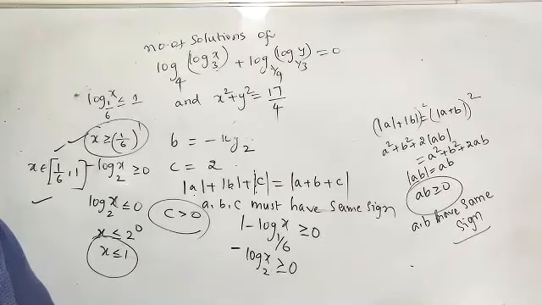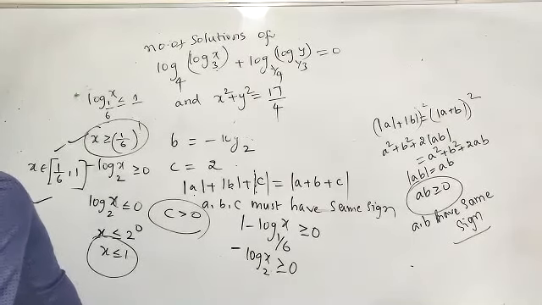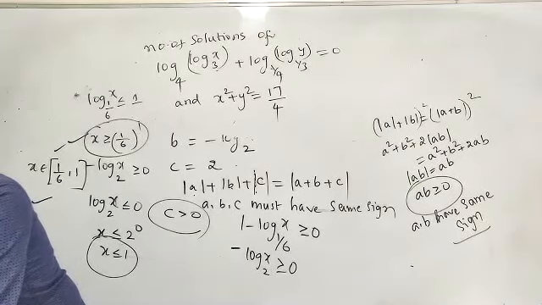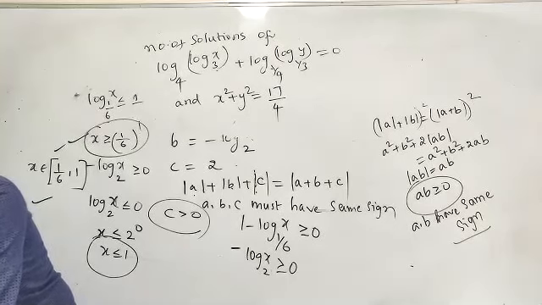Answers for this, please try this. Very good question. Number of solutions of log of log x to the base 3 to the base 4 plus log of log y to the base 1 by 3 to the base 1 by 4 is equal to 0, and x square plus y square is equal to 17 by 4.